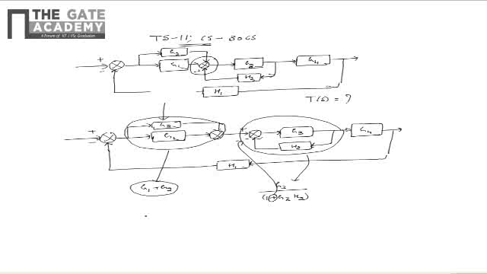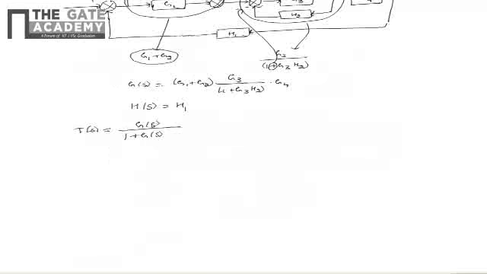So from this we can say that the overall block diagram has the forward path transfer function as G of S is equal to G1 plus G2 multiplied by G3 by 1 plus G3H2 multiplied by G4, and the feedback path has a transfer function of H of S is equal to H1. From this we can write that the overall transfer function is T of S is equal to G of S divided by 1 plus G of S multiplied by H of S.